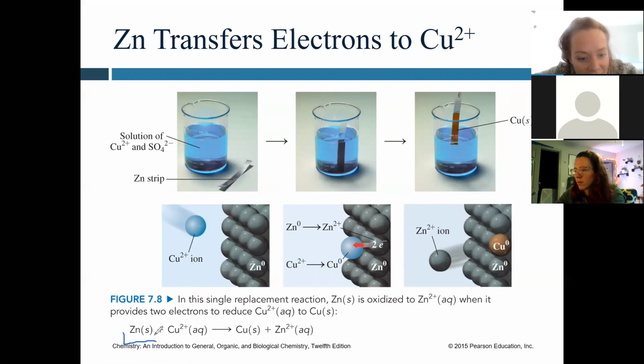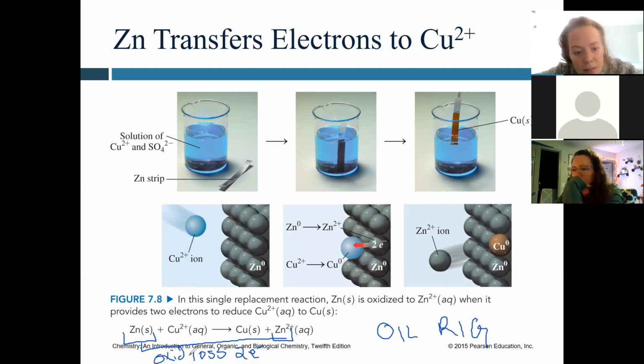So we've got zinc here. To go from this zinc to this zinc, it needs to lose 2 electrons. So we've got OIL RIG. So this thing is being oxidized because it's losing an electron, or rather 2 electrons. For the copper, I'm going from a 2+ charge to a neutral charge, which means that I've had to gain 2 electrons. So if we're gaining electrons, we're reducing.